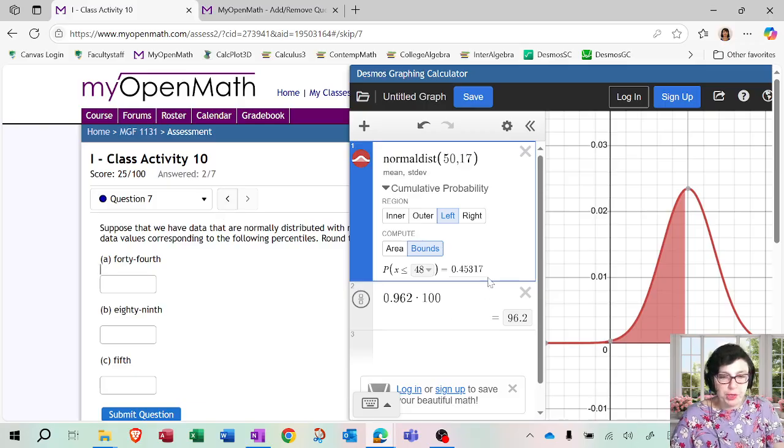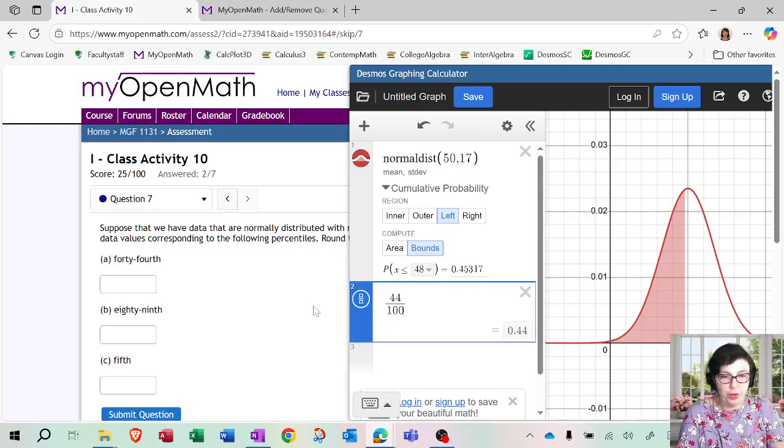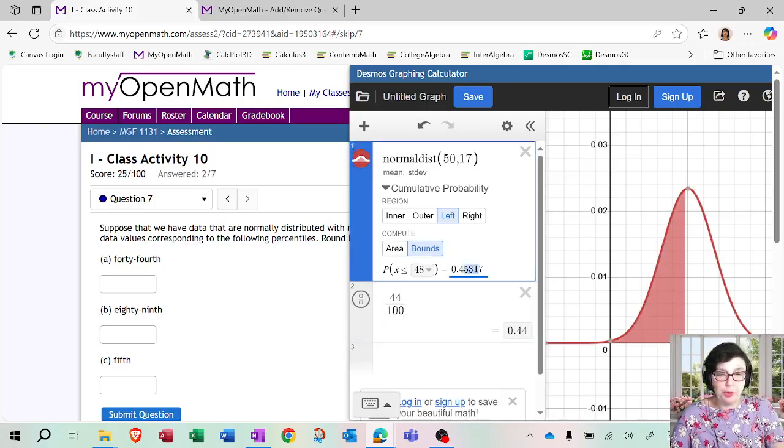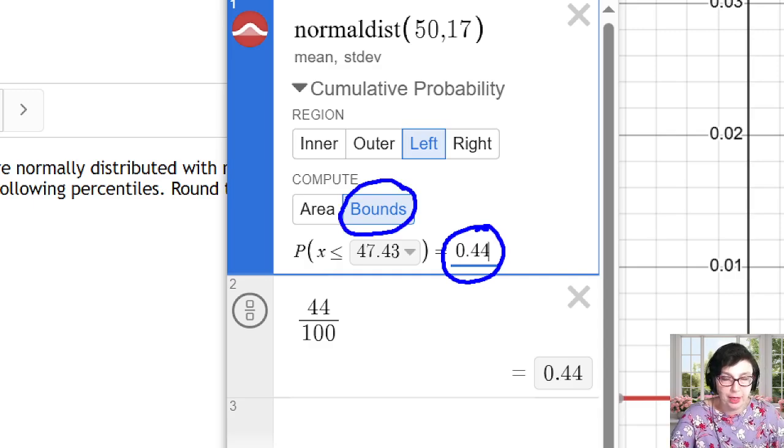But 44%, what is that in decimals? So here's like the opposite. You have to divide by 100, and that will correspond to the proportion of 0.44. So that's where you put it. So the proportion is put in this blank. Okay, so if you're trying to find the data value corresponding to a certain percent, you have to switch compute to bounds, and then you have to put the percent converted to a decimal in the right hand side, in the answer field. And then that will give you the corresponding data value.